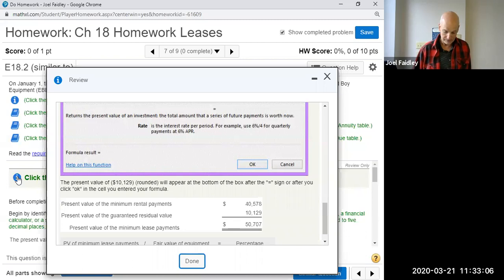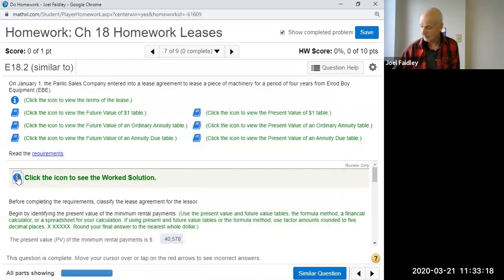10,129 plus the 4,578 is 50,707. So that's how you get that. That's present value of a dollar, because that's present value of a lump sum, that balloon payment, 13,000 and whatever. All right, so that's number seven.